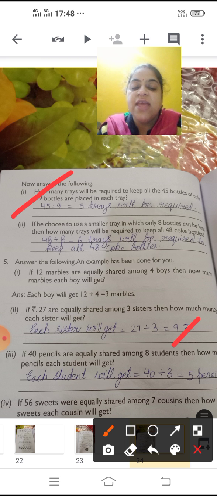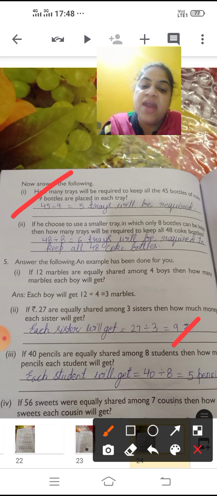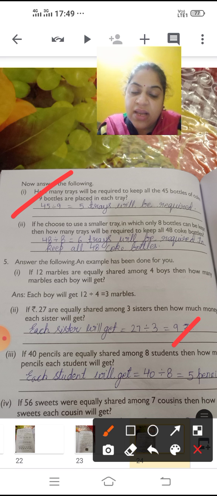Now next, if 40 pencils are equally shared among 8 students, then how many pencils will each student get? Each student will get the total number of pencils 40 divided by 8. That equals 5. 5 pencils each student will get.